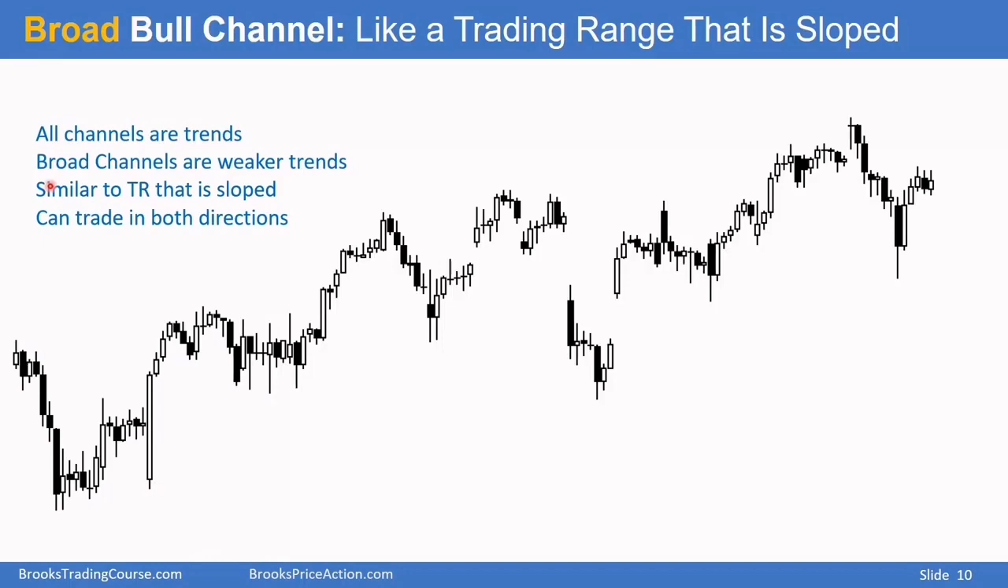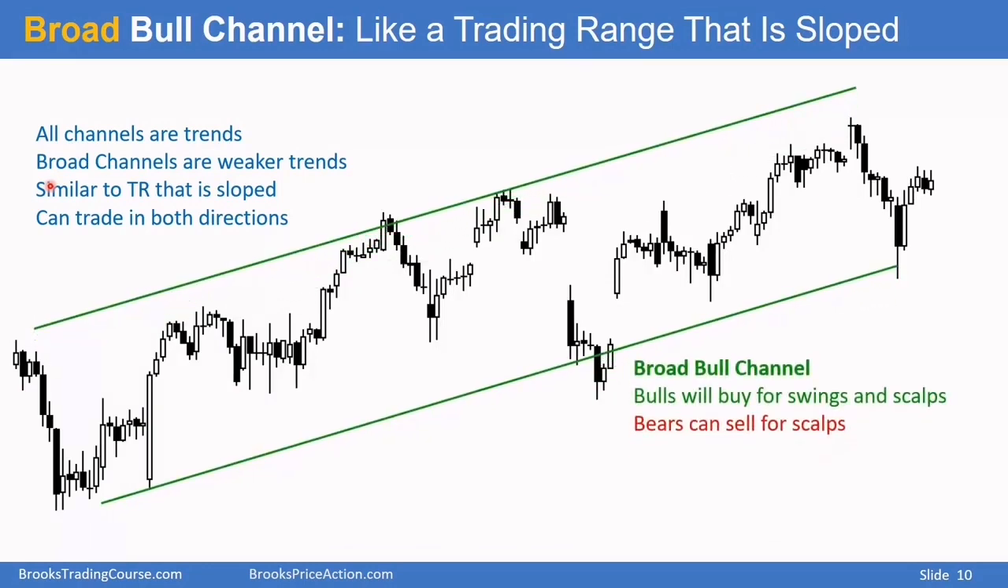But when the reversals are as deep as they are here, as they are in broad bull channels, bears will sell, knowing that the market will fall far enough for a profit. A broad bull channel is similar to a trading range that's simply sloped upward. Bulls can buy for swings and for scalps. Bears, it's usually better only to sell for scalps until you're confident that the market is in a bear trend.